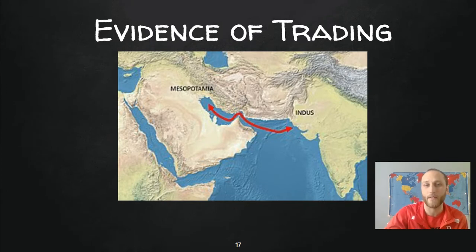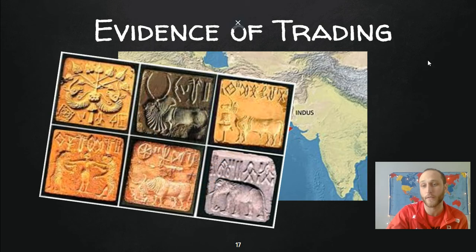And if you remember, there's evidence that they were trading with other places. And one that you recognize is Mesopotamia. We knew they were trading because they found stuff from India in Mesopotamia, and they found stuff from Mesopotamia in India. So that was pretty cool. And then a unique one, which I showed you some pictures of, they found all these different seals.